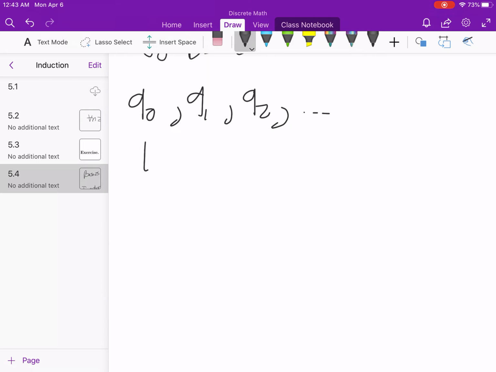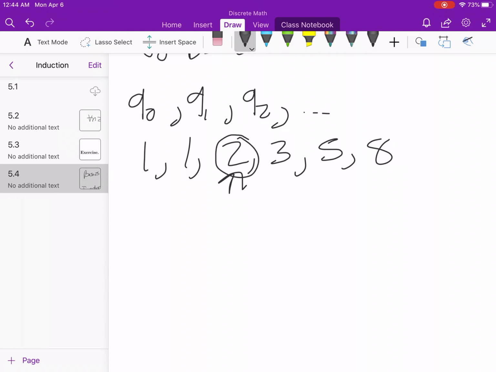So 1, 1, 2, 3, 5, right? 8. So you notice that the, let's call this the nth, is just the sum of the previous two, right? So this number 2, that's the sum of this one and this one. Then the number 3 here, that's the sum of 2 and 1. This 5 is the sum of 2 and 3, and so on. That's fairly famous.